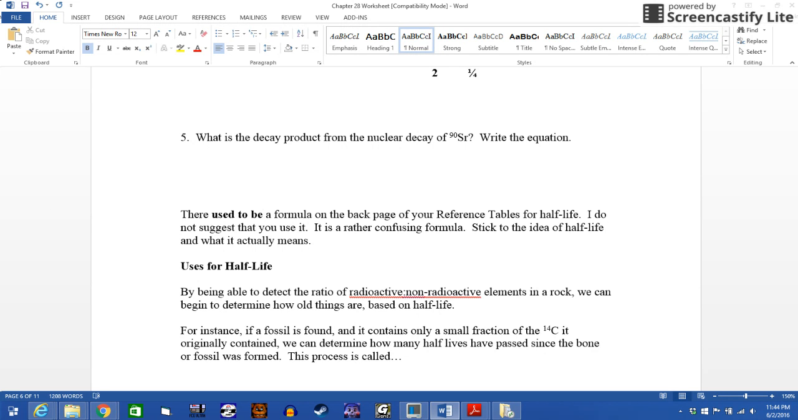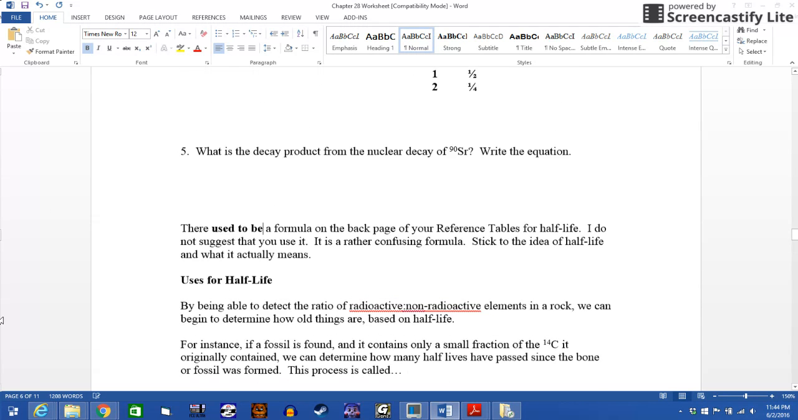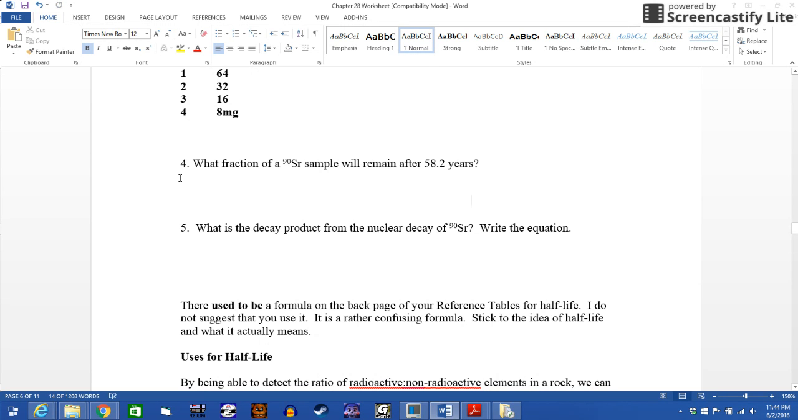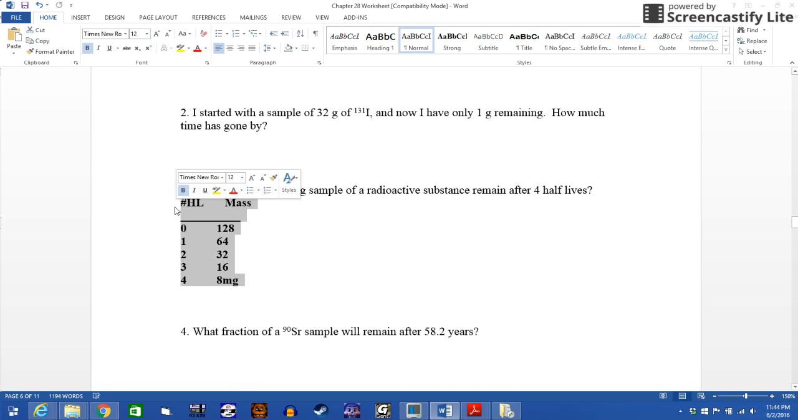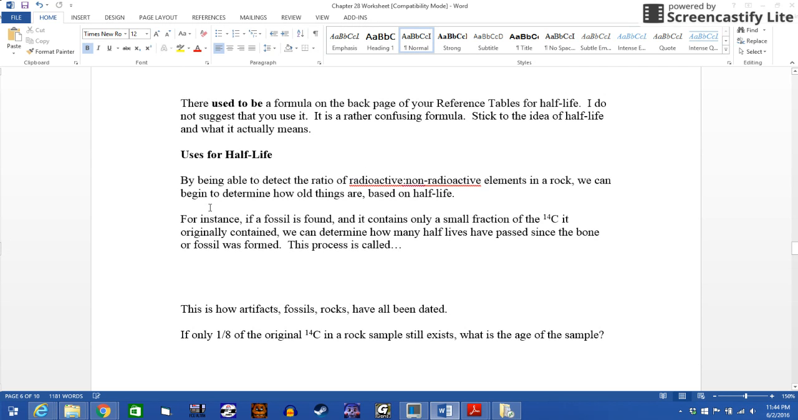But I do want to talk about the uses for half-life. I'm going to get rid of some of these extra lines because I want this to match up with your notes. There we go. So by being able to detect, this is old news, really, this is earth science for you guys, the ratio of radioactive to non-radioactive elements in a rock, not Iraq, the country, in a rock, we can begin to determine how old things are based on half-life. For instance, if you find a fossil and it contains only a small fraction of the carbon-14 it originally contained, we can determine how many half-lives have passed since the bone or fossil was formed. This process is called radioactive dating.